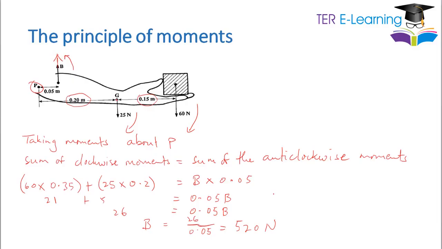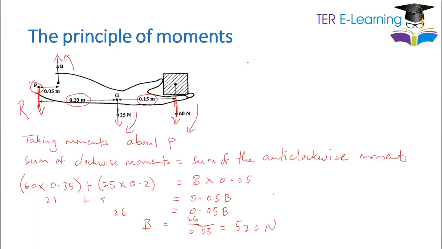You have the weight of the arm, which is acting downwards. And you have the object you're lifting, which is also acting downwards. And they said that the bone is being pushed here by a force R. And you want to calculate the value of R.